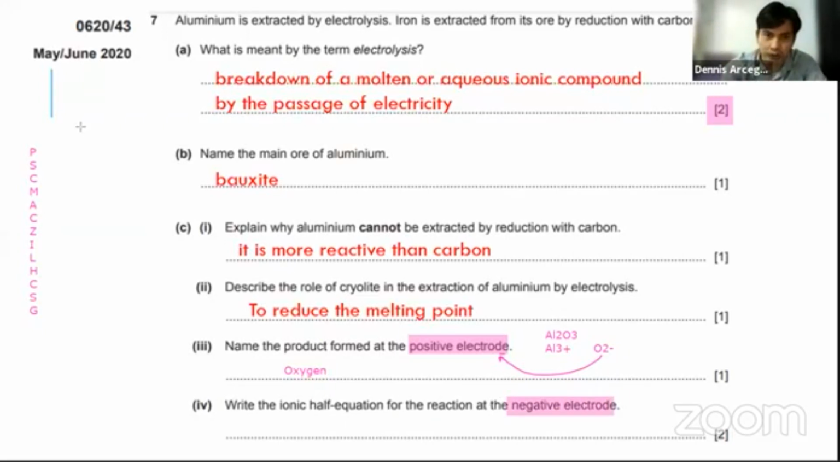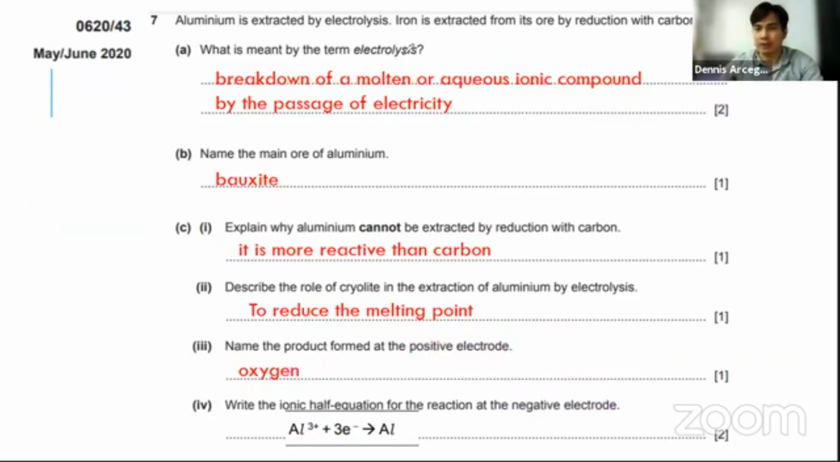So at the negative electrode, the one that will be attracted there or produced there will be the Al3+ because it's positive. Okay, so if you're going to write the equation, it will be Al3+ plus 3 electrons will produce aluminium, or Al. Look at this one. 3+. You know already it is group 3. So you know the charge, 3+. So you need to add 3 electrons to make it stable.